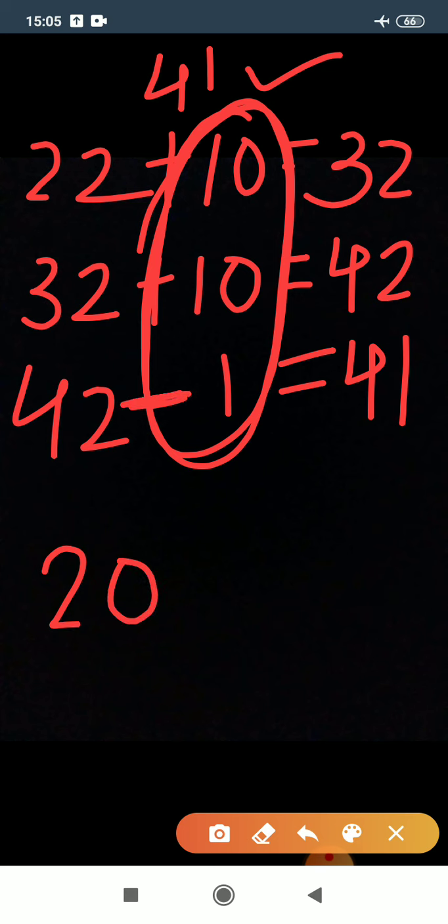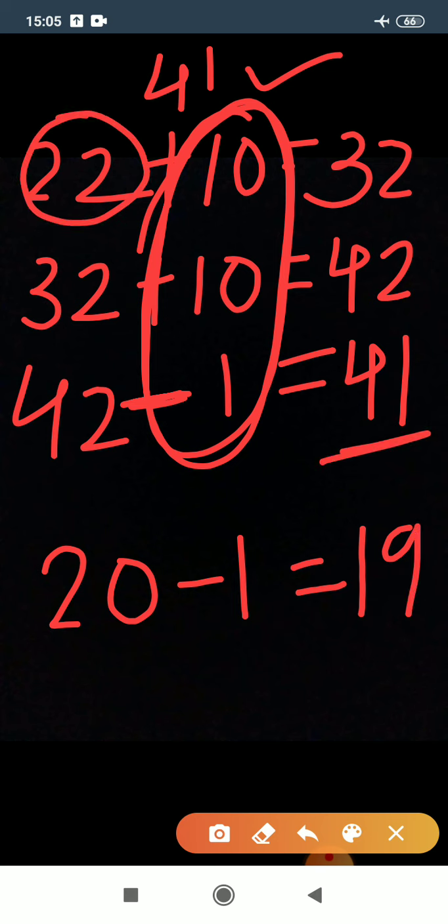Now we need to calculate the jumps we had taken here. So 10 plus 10 is 20, and we had minus 1 here. So 20 minus 1 will give you 19. So from 22 to 41, how many jumps had he taken? He had taken 19 steps.